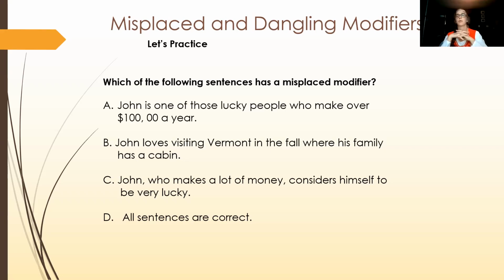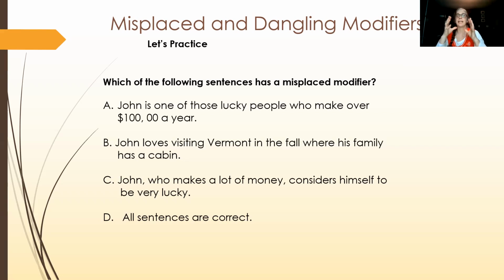Yeah. So let's look at "where his family has a cabin." That's your adjective clause. And what noun is it modifying? It's modifying Vermont. Exactly, but that's not the noun it's closest to. Fall is the closest. Okay. Yeah. So how would you fix this sentence? Because you've got this prepositional phrase, "in the fall," acting like a modifier.